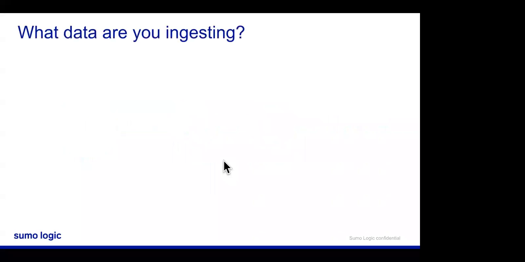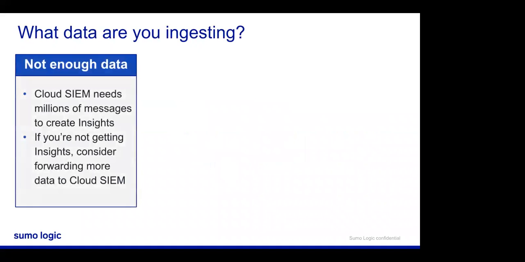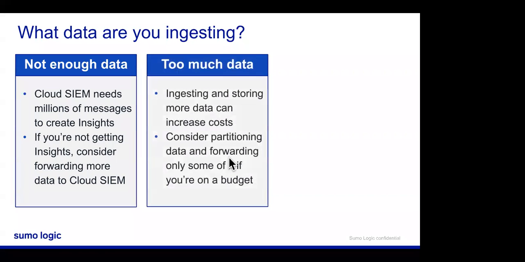Okay. So what kind of data are we ingesting? Well, interestingly enough, it can fall into a couple different categories. Typically, you'll take your CloudTrail logs if you want, your CloudWatch logs, all kinds of things. But we obviously need to have lots of records to be able to create insights. So your firewall logs, various other things that you might want. If we're not generating insights, we may need to consider adding more data, more logs to our Cloud SIEM. You might have too much data. You can see you're getting lots and lots of things.